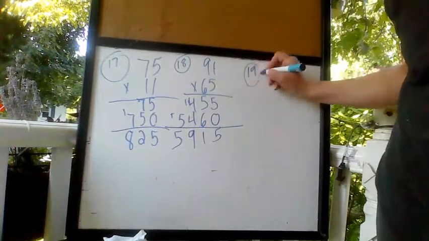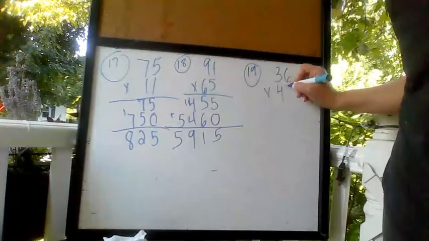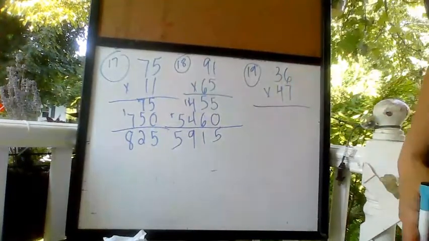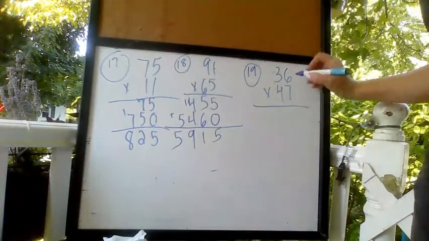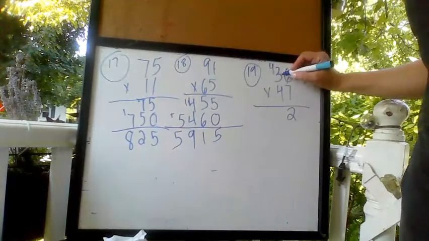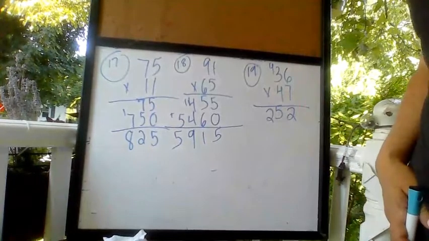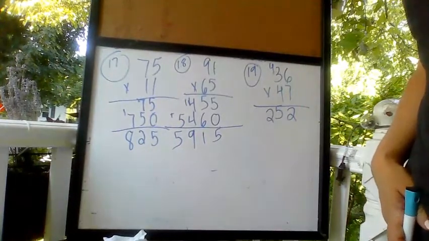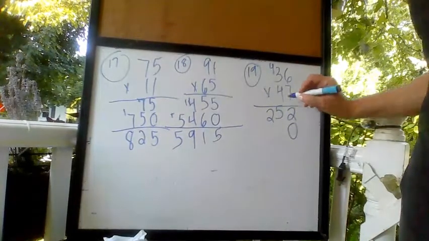Okay, number 19, last one. 36 times 47. 7 times 6 is 42. Put down the 2, carry the 4. 7 times 3 is 21, plus 4 is 25. Put down a 0 here.